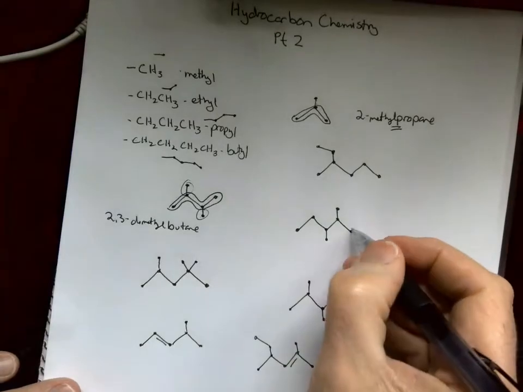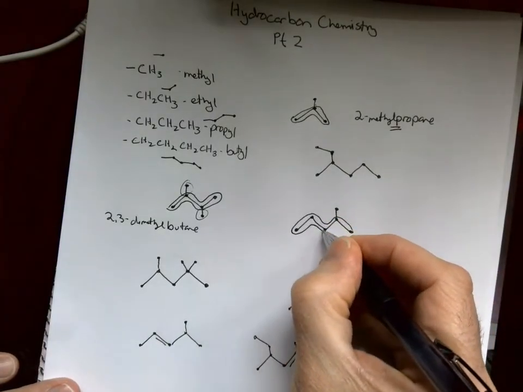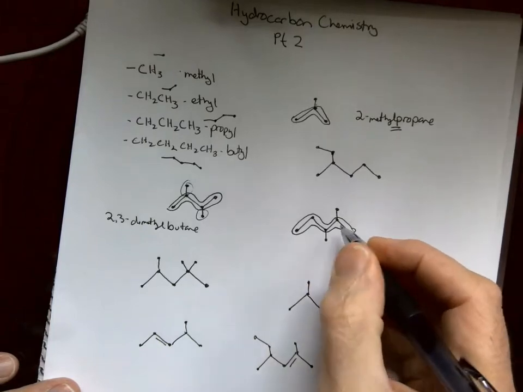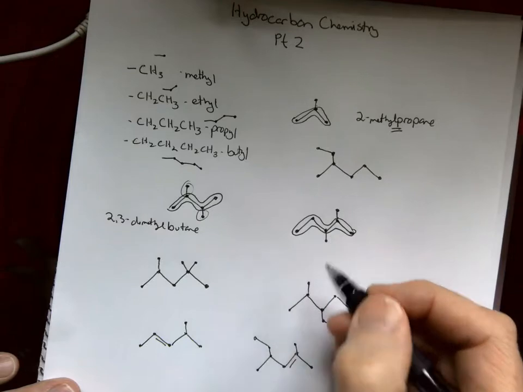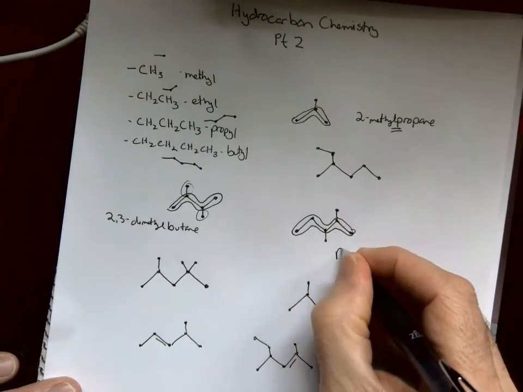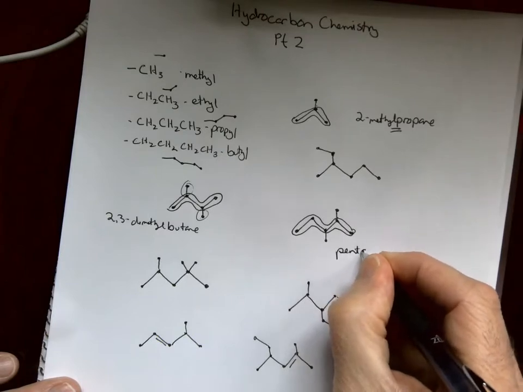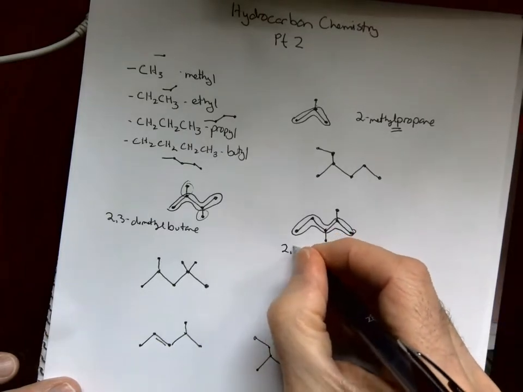Let's take a look at this one. Now I'm going to number from this end because I want shortest possible numbering. So instead of being 3, 4, I want 2, 3. Okay, so 1, 2, 3, 4, 5. Always find your longest chain. Pentane, and it's 2, 3 dimethyl.